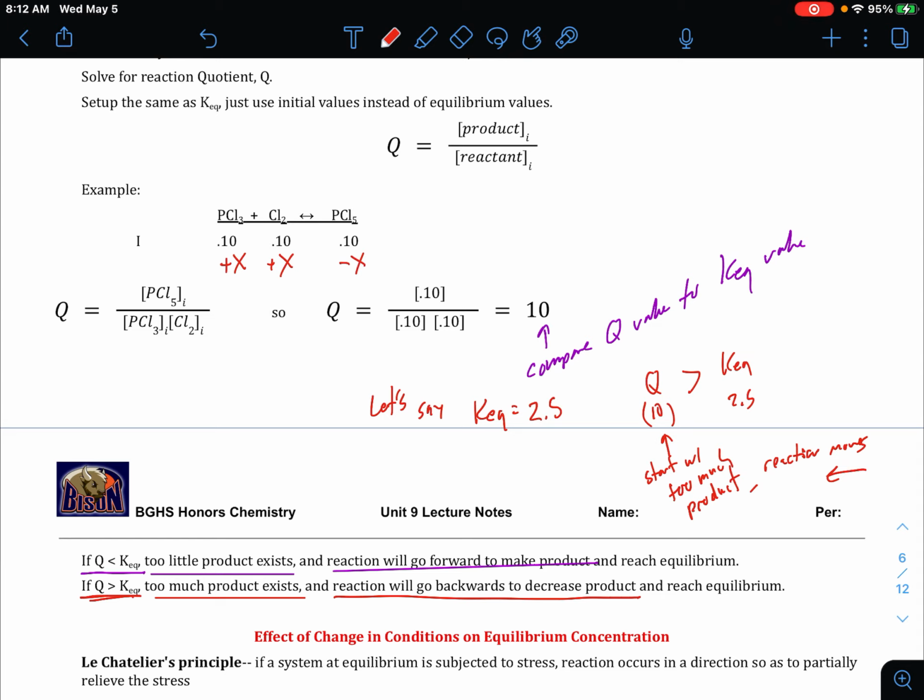And that is the whole reason why we use Q, right? We solve for what Q is initially. We compare it to KEQ. If it's bigger than KEQ, you have too much product. That means you must go backwards, and going backwards means adding to the reactants, subtracting from the products. If Q is smaller than KEQ, that means you have not yet reached equilibrium, so you don't have enough product, so you would be making product, and in that case, you would be adding to the product side.